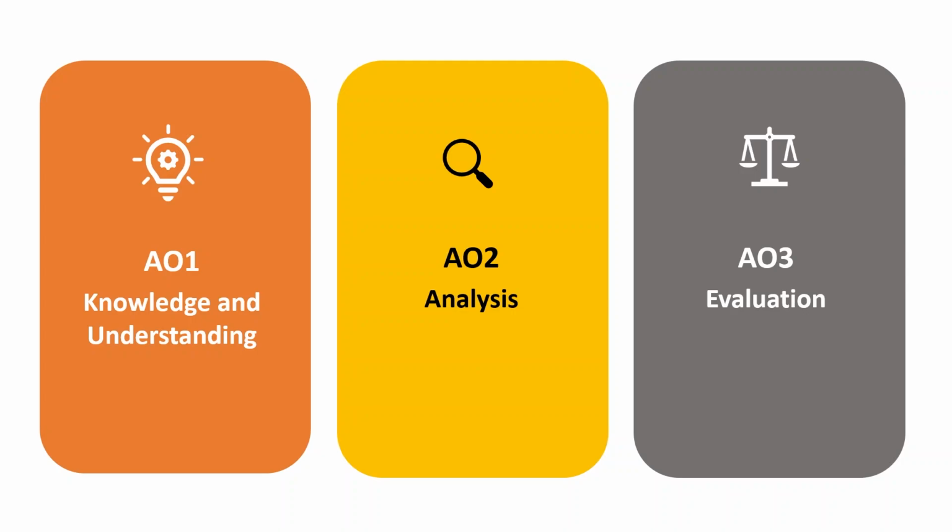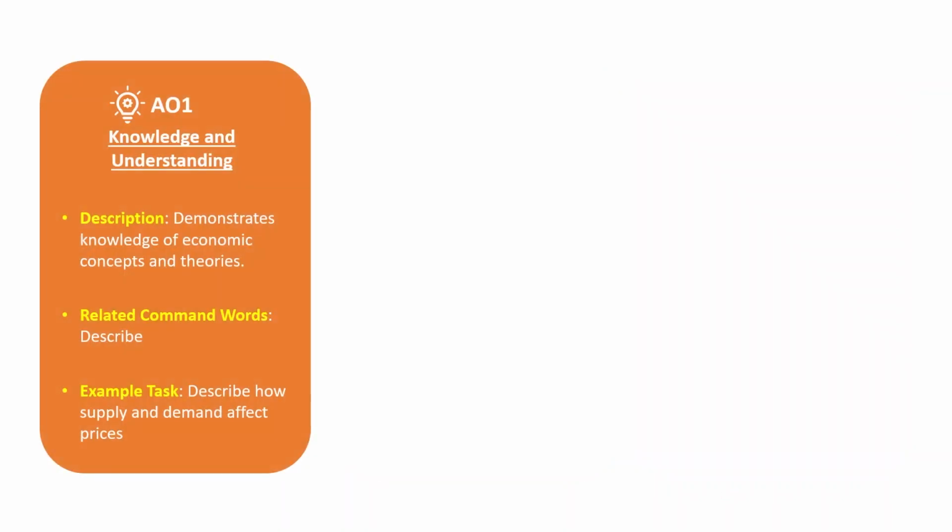For example, a question that has the command word explain will assess assessment objective AO1 and AO2, but it will not assess evaluation, that is AO3. Understanding these objectives is crucial because they help you see what each question is targeting. Let's discuss each one in detail.